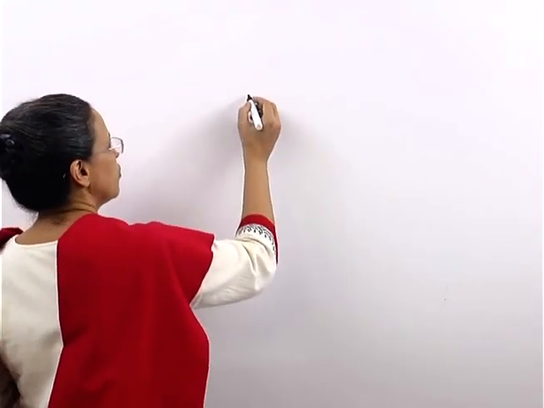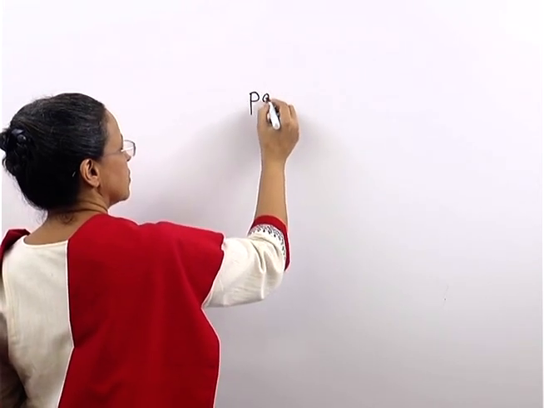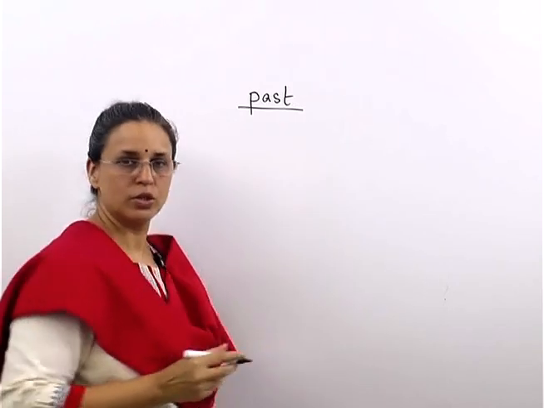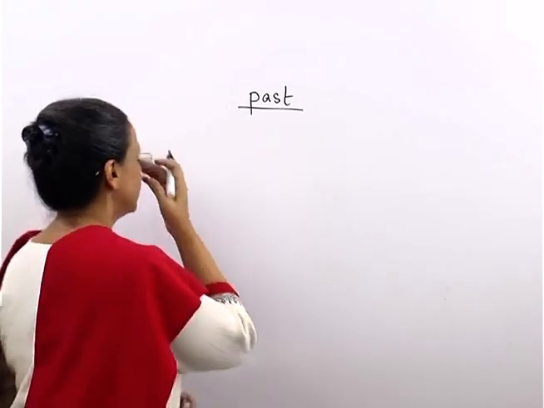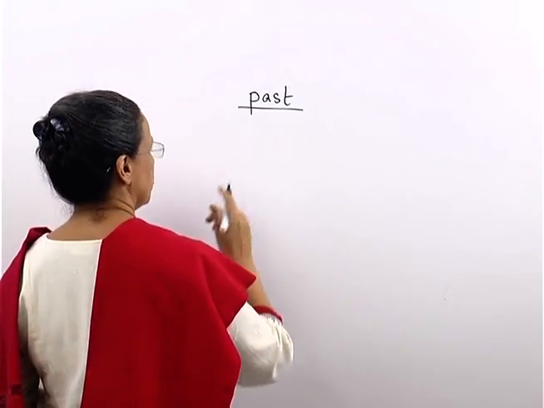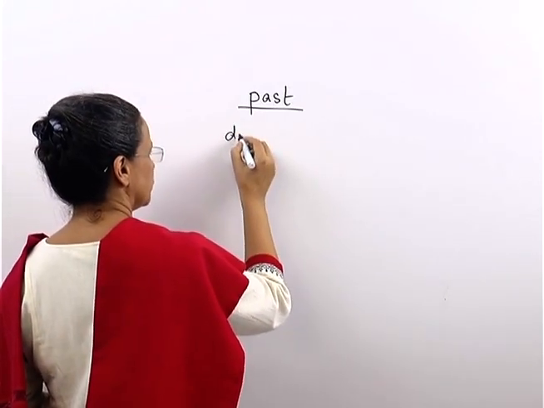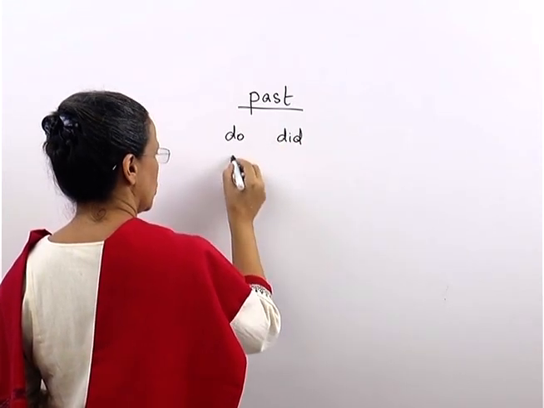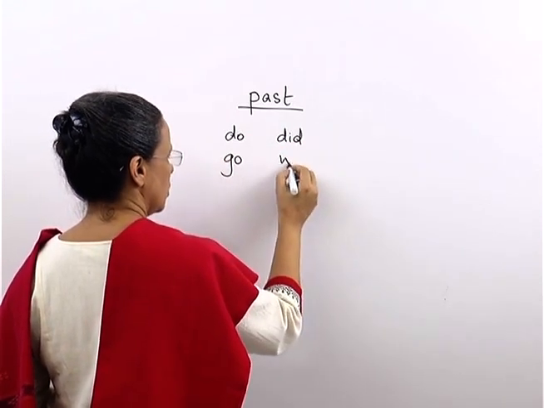Now, past tense sometimes can pose a problem if you have not learnt your past tense. Past, you can come to know that you are supposed to say it in past because it is over, it is completed, it is done. Now, in the past, you have the past form. For example, do will become did. Go will become went.